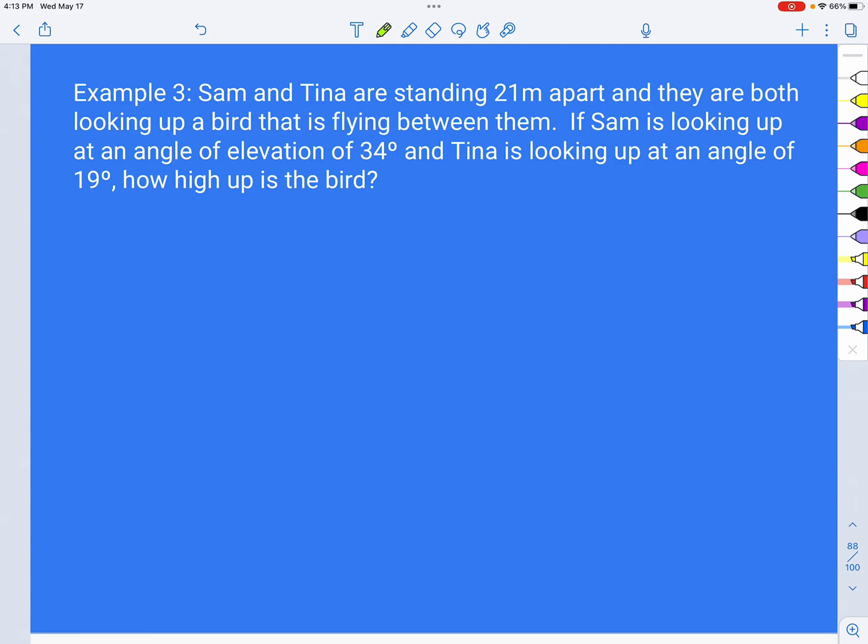It's kind of like the tree, right? You had people on either side of the tree. Here it's people on either side of the bird. How tall is the tree? How high up is the bird? So very, very similar problem. I will walk through a solution, but first try to draw this. Pause the video, draw out what you know.